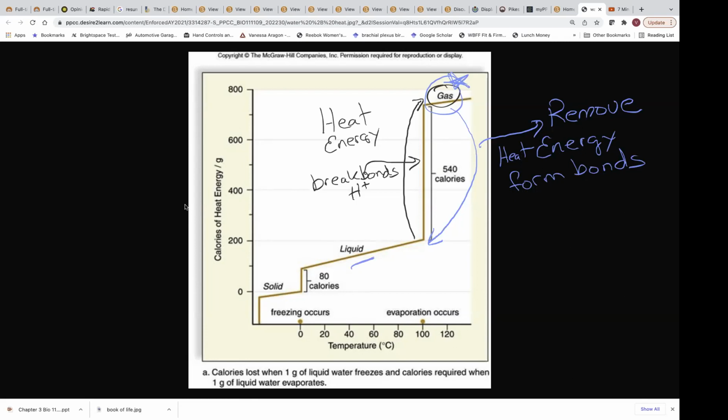All righty, that right there is test questions, okay? Heat energy in breaks hydrogen bonds, changes liquid into gas. Remove heat energy from gas, and that is going to form bonds, hydrogen bonds, and that is going to change gas to liquid. Forms hydrogen bonds.